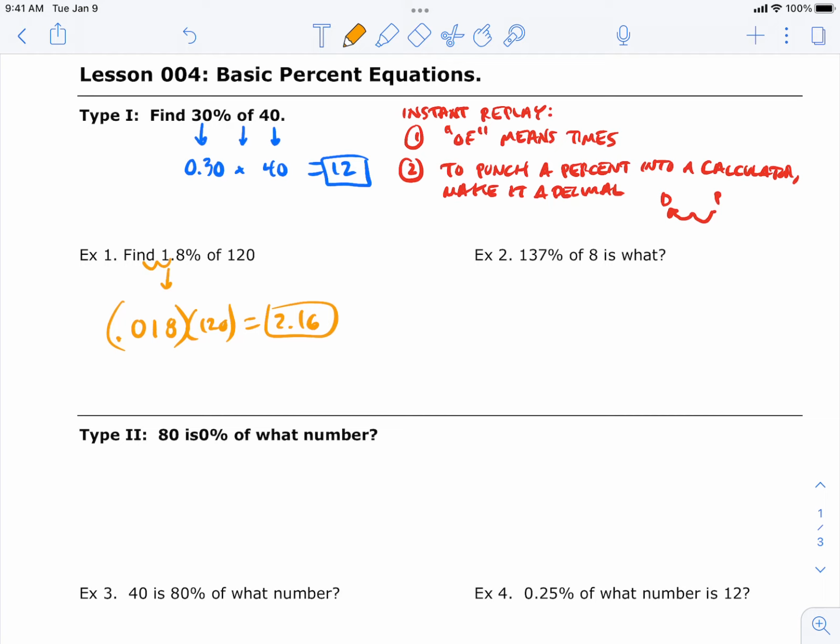137% of 8. What am I going to do? I'm going to make that into a decimal. How do I do that? I slide 2 places to the left. Always 2 places. Never more, never less. That's a 1.37. Of means times, of 8 means times 8. And you work that out and you will very quickly get, what do I get? 10.96.